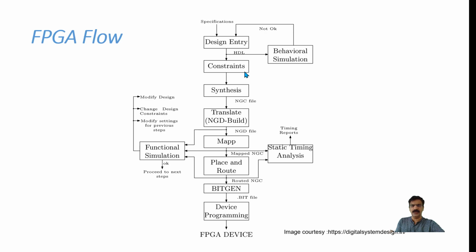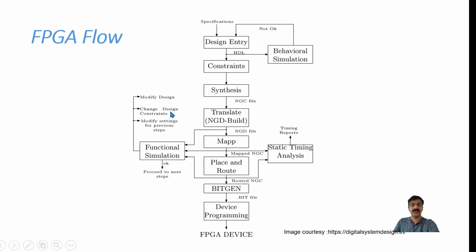After that we perform a translate, okay, that is called NGD build, and now you get an NGD file. After that you have to map that file. Everything is an automated process, but you should understand the steps. Mapping is done, then you get a mapped NCD file, then you have to place and route it, and then you get a routed NCD file. At each of these steps you can perform functional simulation and check whether it is okay. If it is okay, you proceed to the next step.